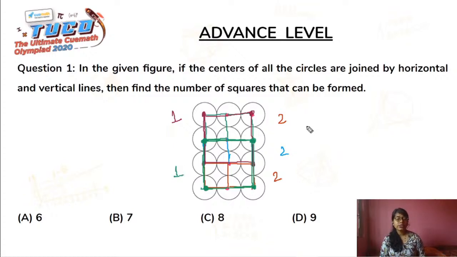So altogether, how many squares do I have? 2 plus 2, 4 plus 2, 6 plus 1, 7 and 8. So we have 8 squares here. I hope that was clear to all of you on how we went ahead with the counting of squares here.